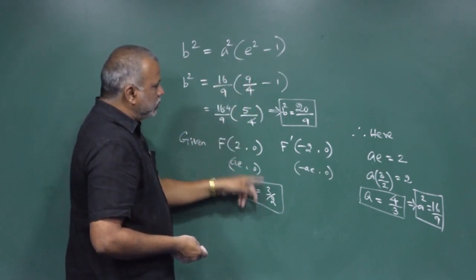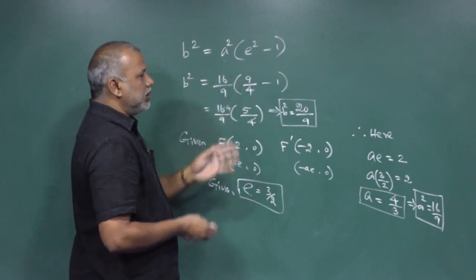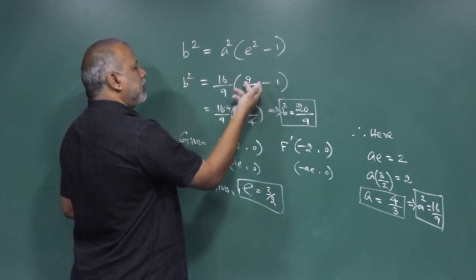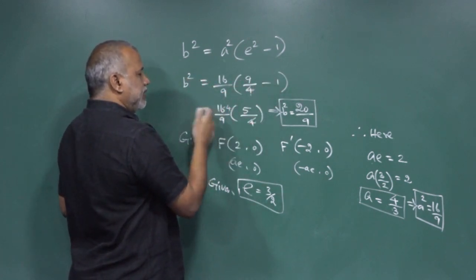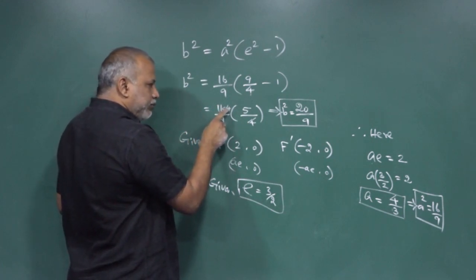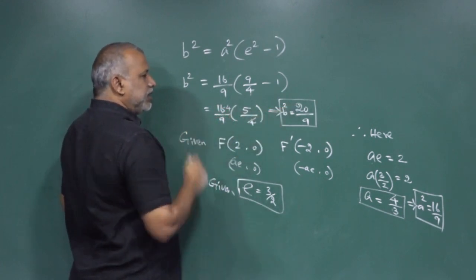e equal to 3 by 2, just square, 9 by 4. Then take LCM. 9 minus 4 means we can get 5 by 4. 4 and 16 will be simplified. We can get 4. 4 times 5, 20 divided by 9.